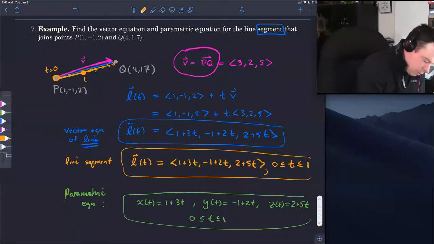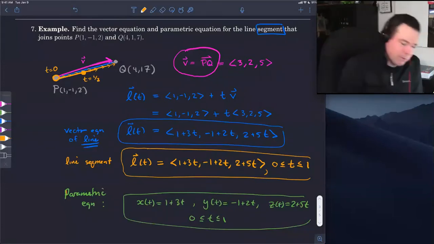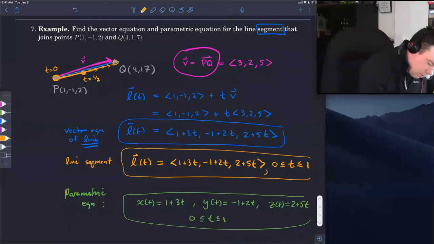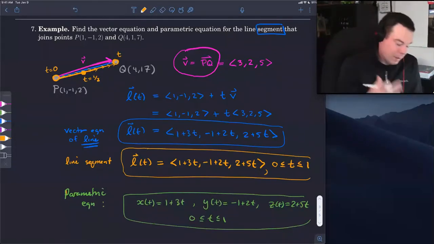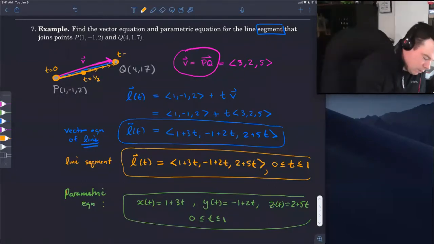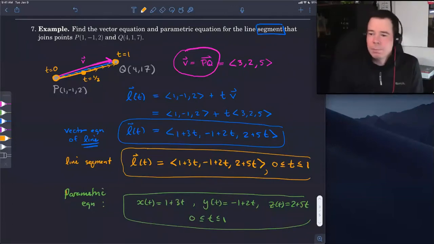This would correspond to t equals a half, because I've only gone halfway along the vector v. And that means, if I keep going, how do I get to point Q? Well, I have to start at point P, and I have to go the full length of the vector v. So that means I have to take a scalar multiple of 1 of the vector v in order to get out to Q.